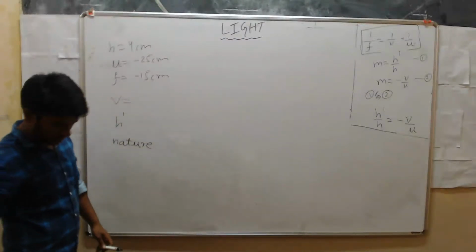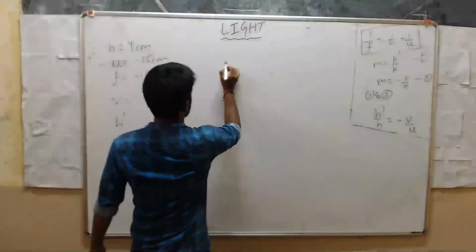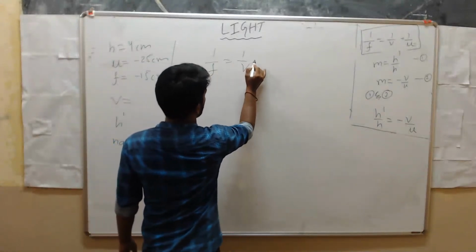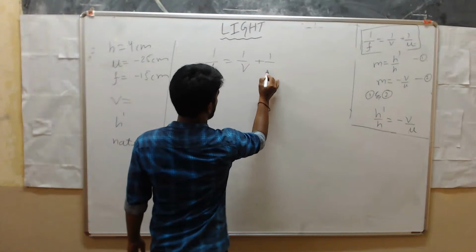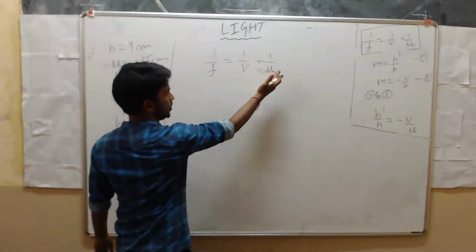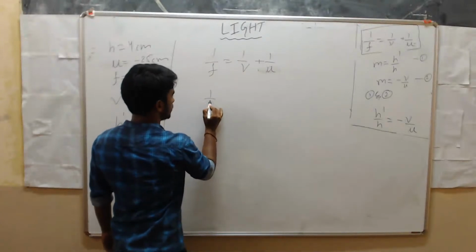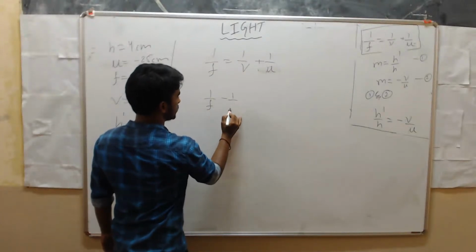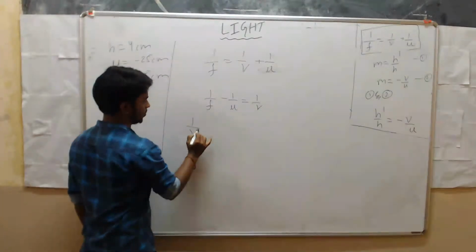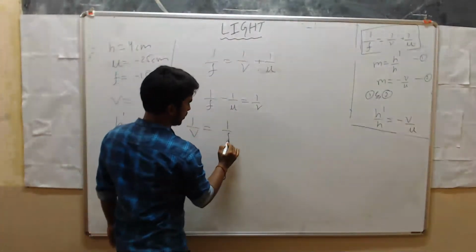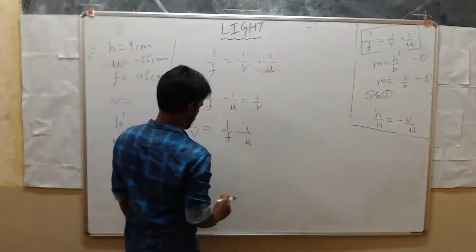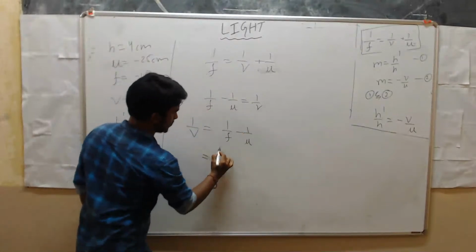For that we have a formula, that is 1 by f equal to 1 by v plus 1 by u. We need v, right? So bring 1 by u to this side, that is 1 by f minus 1 by u equal to 1 by v, or we can write 1 by v equal to 1 by f minus 1 by u.